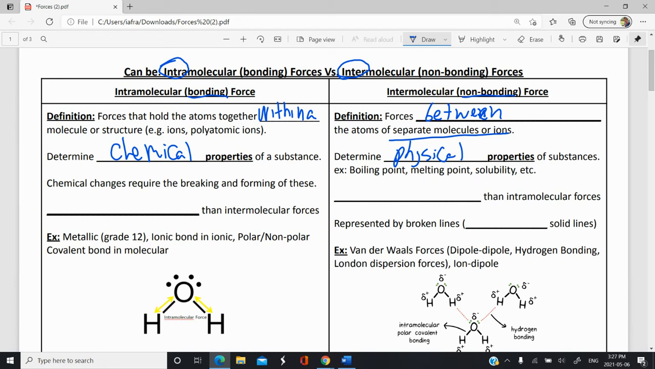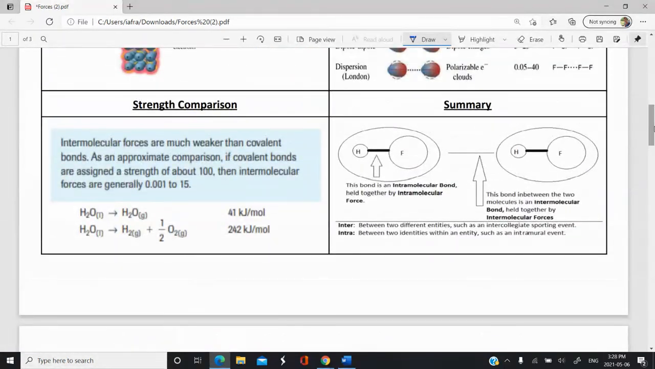Remember that to do a chemical change, you need to break the intramolecular forces. And generally, intramolecular forces are going to be stronger than the intermolecular forces. The intermolecular forces are weaker than intramolecular forces. And that was highlighted to us in this equation over here. This is a physical process, step A, and that required us to use this much energy to break the intermolecular forces. This here is a chemical process, reaction B, and that required a lot more energy to break the bonds in water.